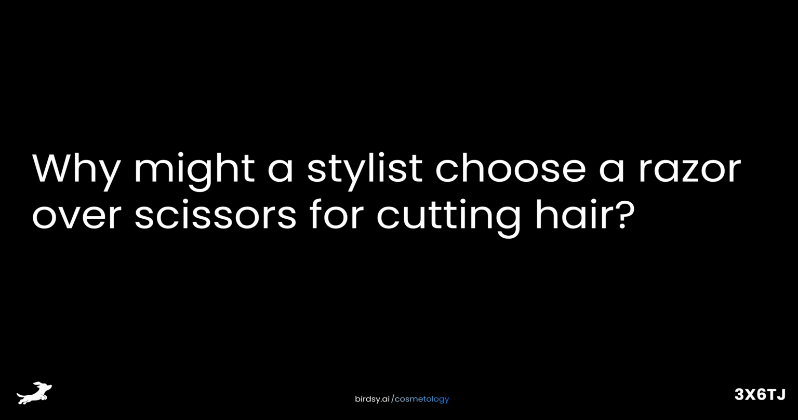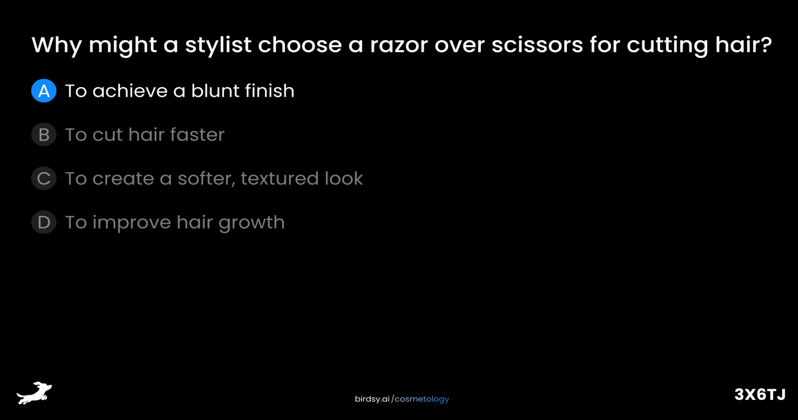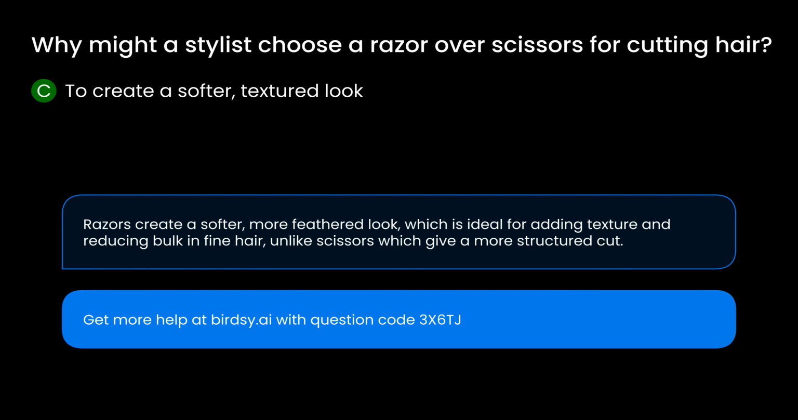Why might a stylist choose a razor over scissors for cutting hair? Is it A, to achieve a blunt finish? B, to cut hair faster? C, to create a softer, textured look? Or D, to improve hair growth? The answer is C, to create a softer, textured look. Razors create a softer, more feathered look, which is ideal for adding texture and reducing bulk in fine hair, unlike scissors, which give a more structured cut.